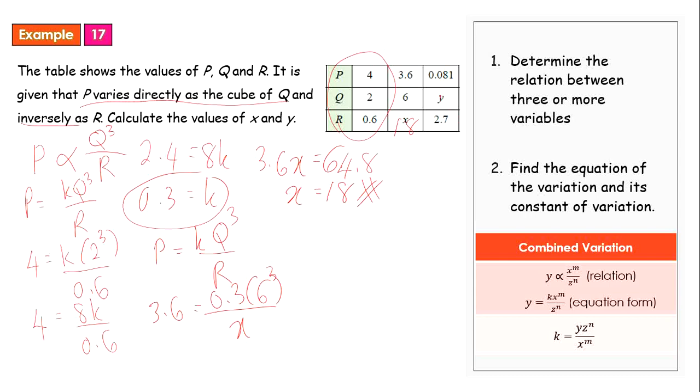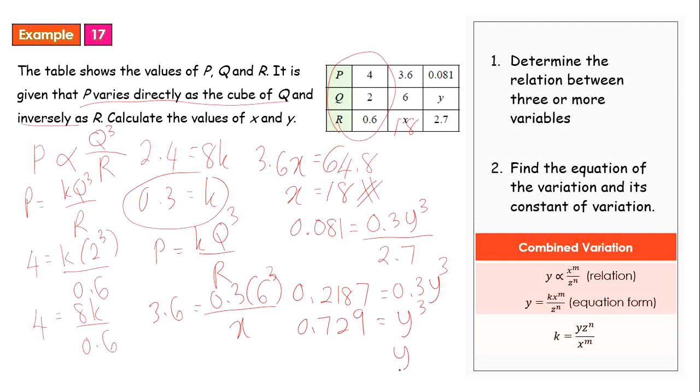Next is to find the value of y. Using the same formula, the same equation, P is 0.081 equals k, which is 0.3, Q is y, so y cubed, so 0.3 y cubed over 2.7. So here 0.2187 equals 0.3 y cubed. So y cubed we get 0.729. To get y, we need to cube root it. So y will be 0.9. Here it is 0.9.